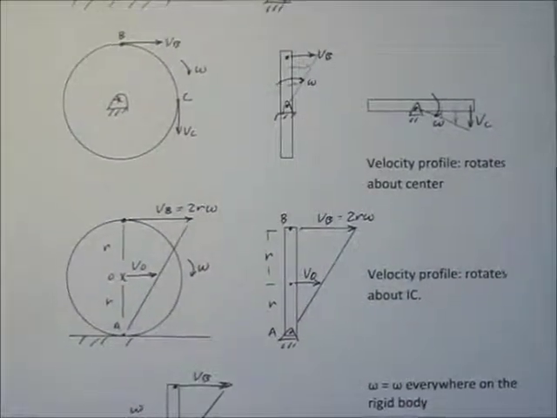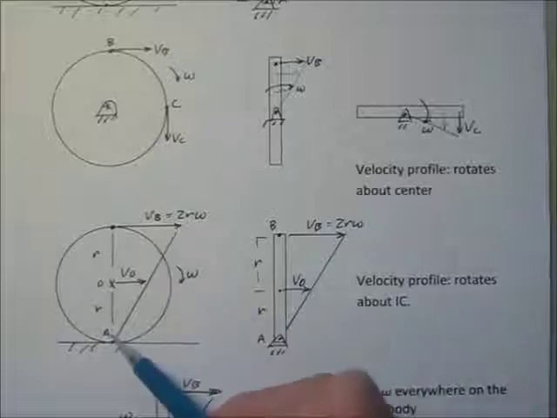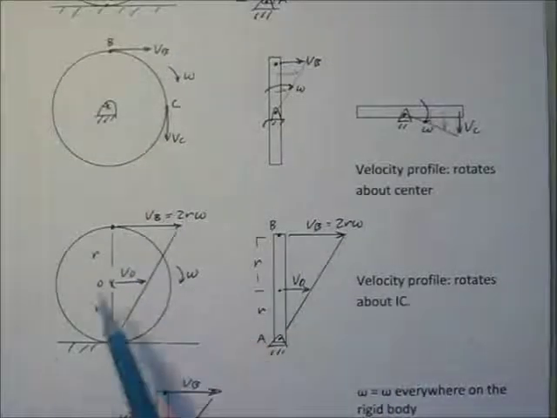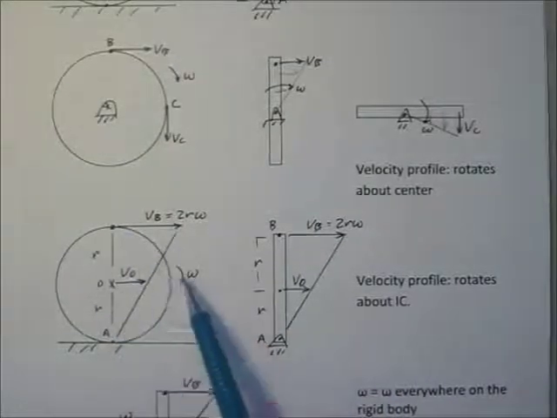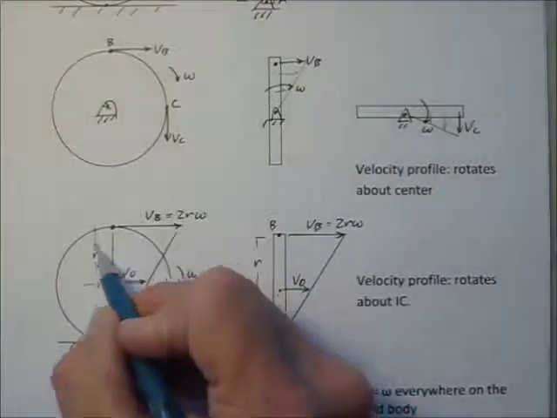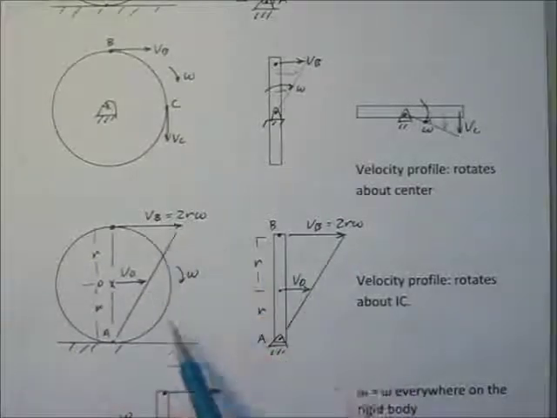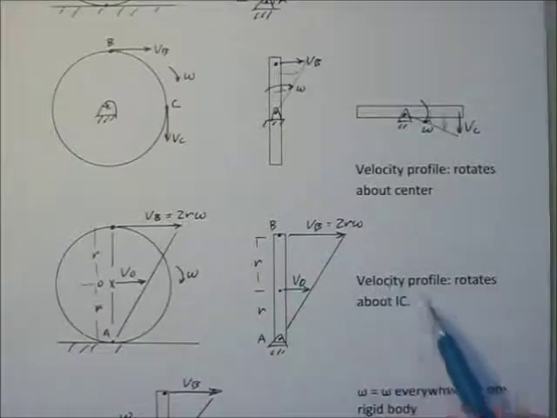Okay, let's try this round rolling thing. Same thing here. If I know that the velocity of the B at the top is related to the omega, and I've got two r's here, let's say that we got an r to the very top and another r to the bottom, so I got 2r omega. Same thing over here. Got the velocity profile again.